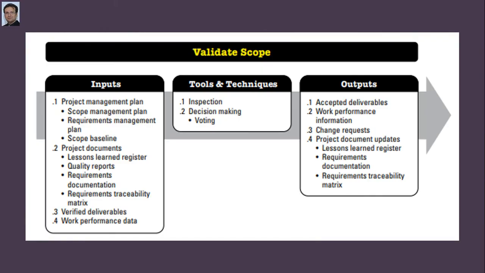So in the output of validate scope, we have four major outputs. Number one is accepted deliverables.